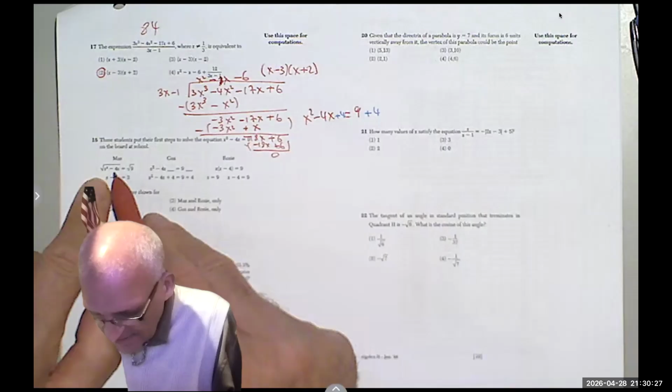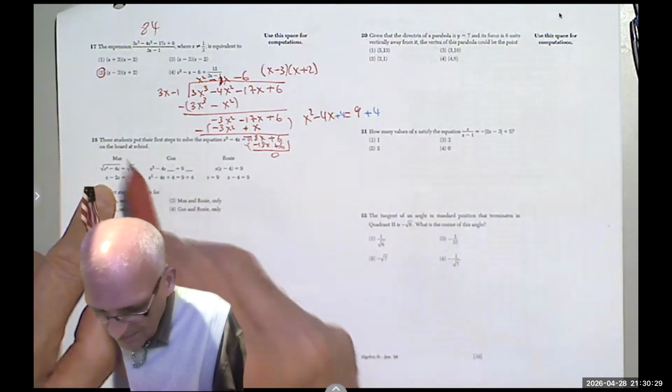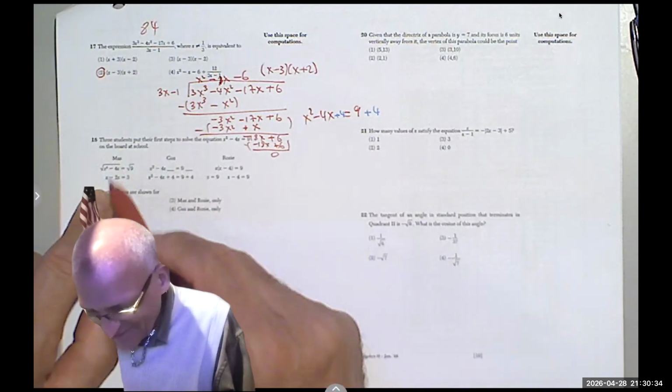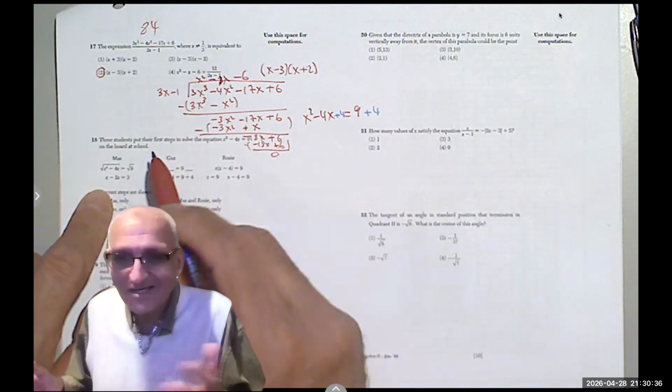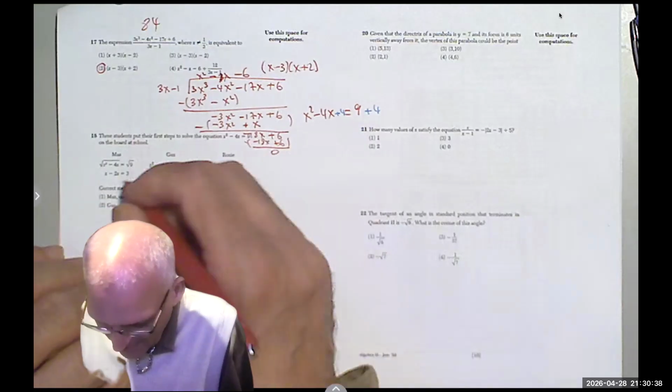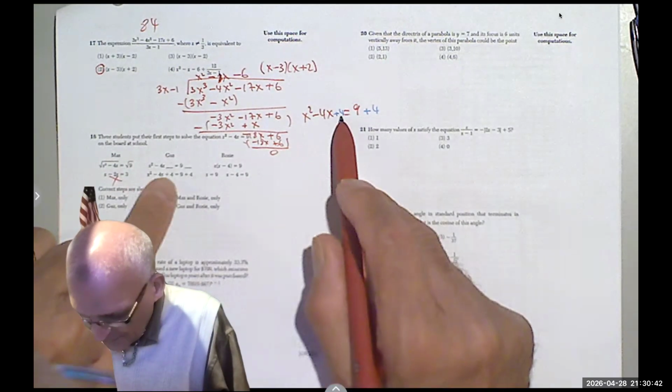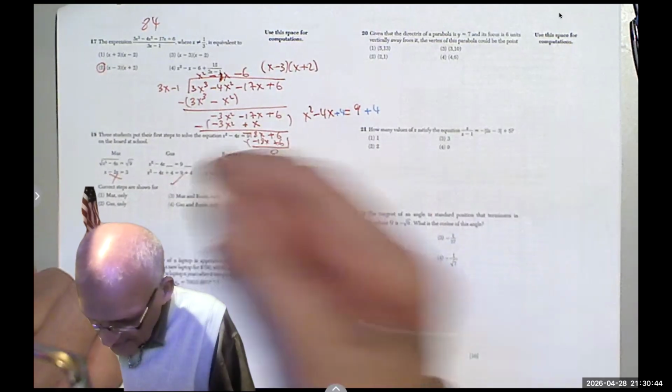So this guy said, okay, of course, the square root of x squared is x, and the square root of 4x somehow is 2x, so that's definitely wrong. Yeah, this guy added 4 and 4, so that's correct.